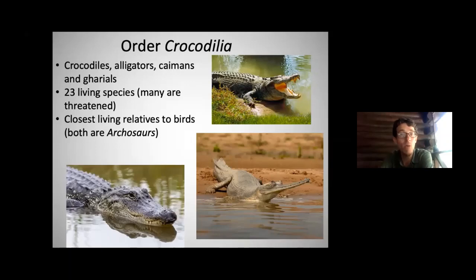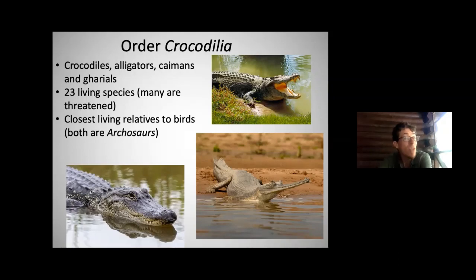Crocodilia. We don't have any of these in New Hampshire, but they are a very unique and very cool group of living reptiles. So we have crocodiles, alligators, caimans, and what are called gharials. On the bottom right, you can see a gharial there. They're native to the Indian subcontinent mostly. They've got very strange thin snouts for snatching up fish.